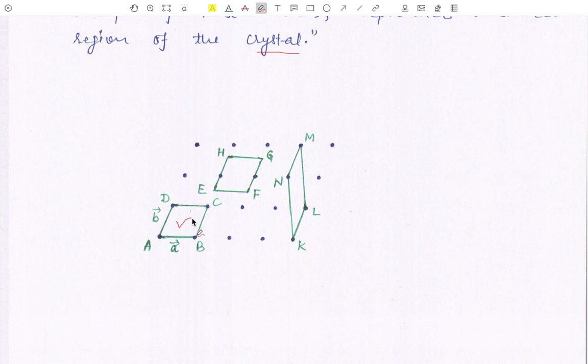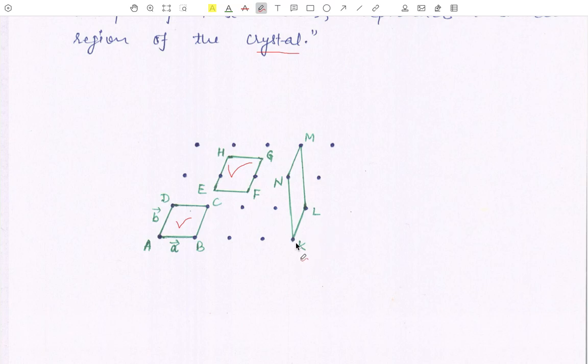The second example is the parallelogram EFGH. Here we have two lattice points, this and this, at the edges of two sides of the parallelogram. This also can be a unit cell because these portions or these parallelograms when repeated in all the directions can generate the complete lattice structure.